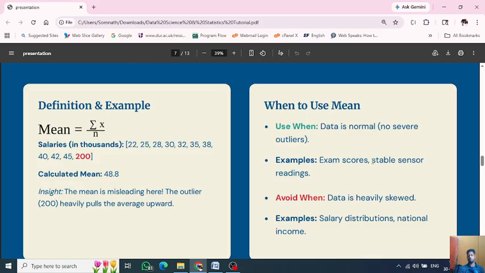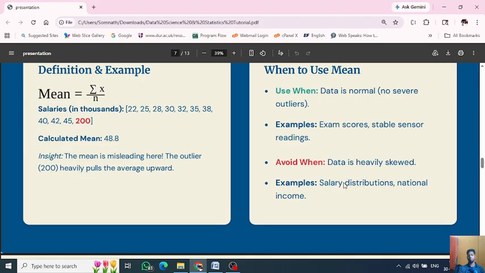And stable sensor reading. This means I'm talking about the sensor data, like a temperature sensor. Also the same. If you take data from any temperature sensor, the temperature actually varies by 1 or 2 degrees, maximum 5. The data is also in a normal format. So when to avoid the mean, as we have told: when the data is heavily skewed or has an outlier, like salary distribution, national income.